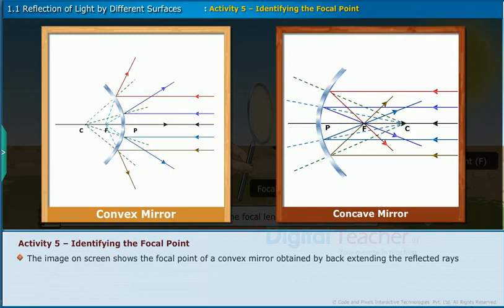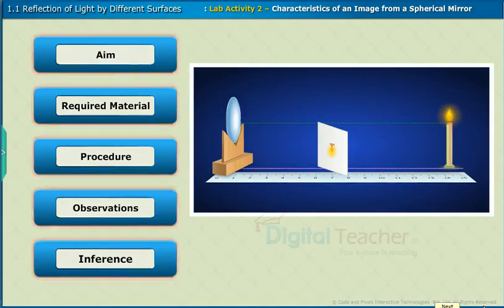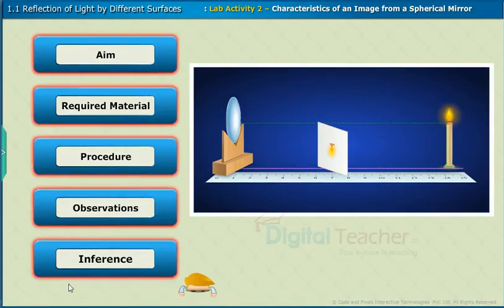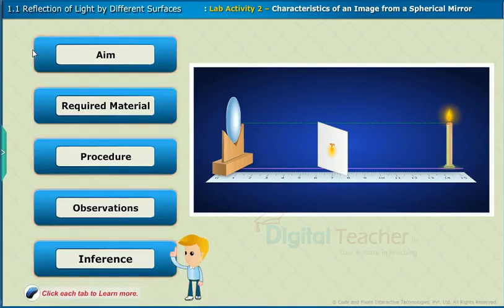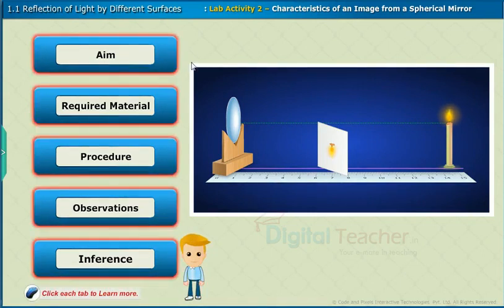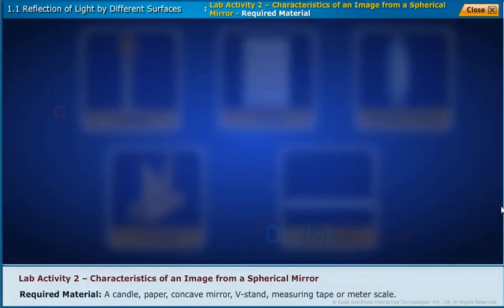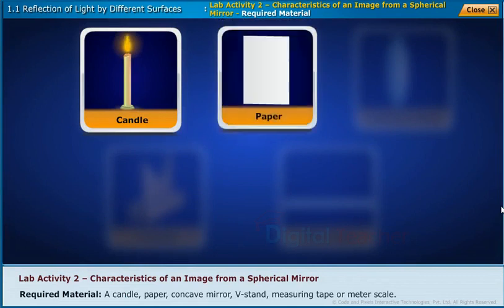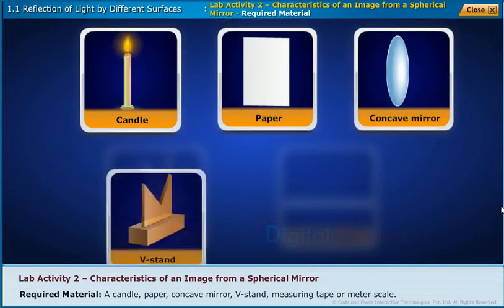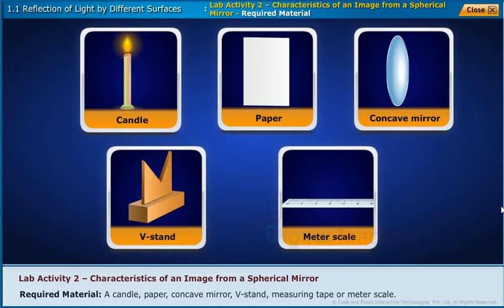Let us learn about the characteristics of images formed from reflection by spherical surfaces through an activity. Lab Activity 2. Characteristics of an image from a spherical mirror. Click each tab to learn more. The aim of this activity is to observe the types of images and measure their distances from the mirror. The required materials for this activity are a candle, paper, concave mirror, V-stand, and measuring tape or meter scale.